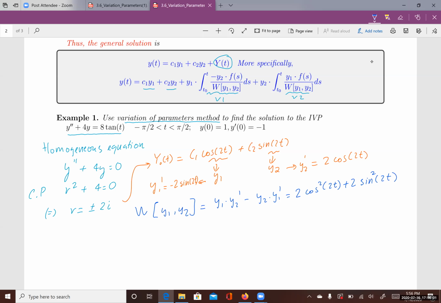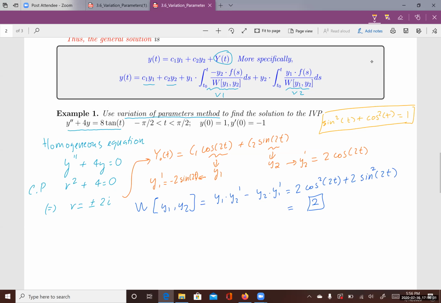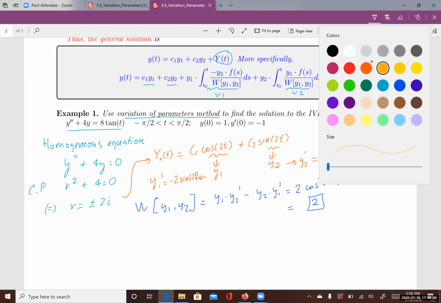And then I'm using one of the trig identities to simplify this. It's going to be just 2, because you know that sine square plus cosine square equals 1. It's the first trig identity that we're going to use. Okay, so the Wronskian of y1 and y2 is 2. Now, the next part is we just need to figure out what is v1, what is v2, and then we put v1 and v2 in this formula to find the general solution. Let's go find v1.